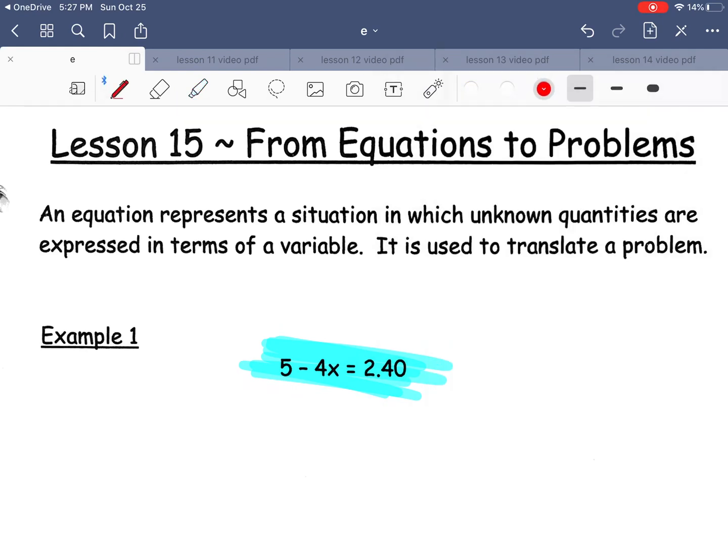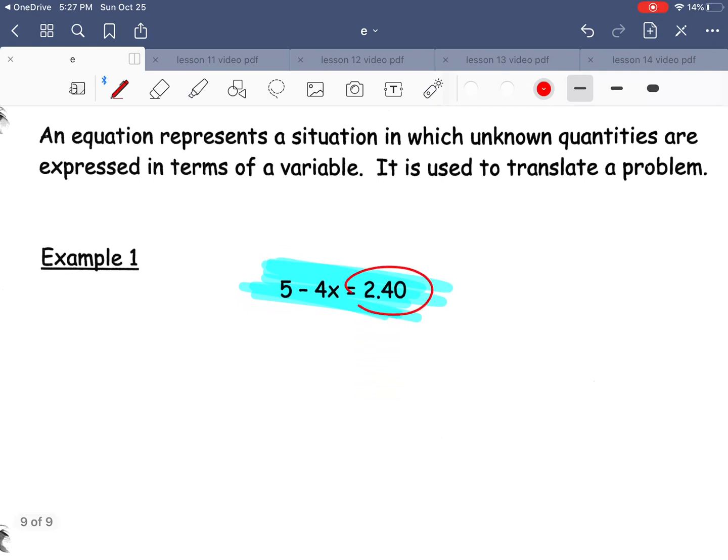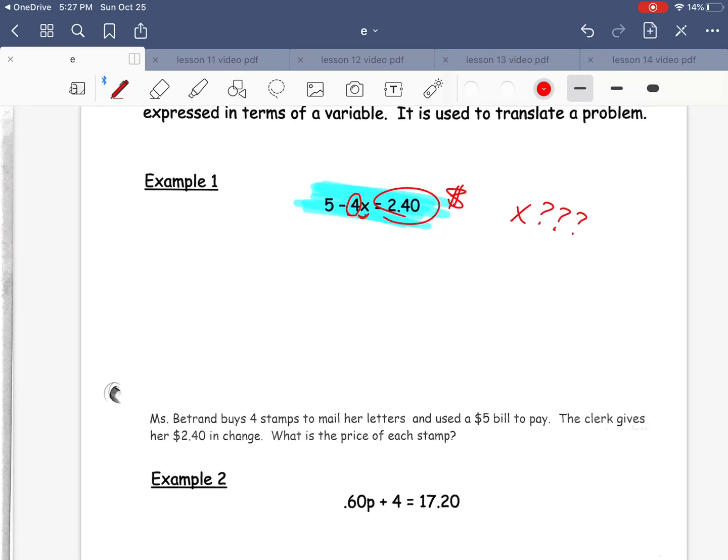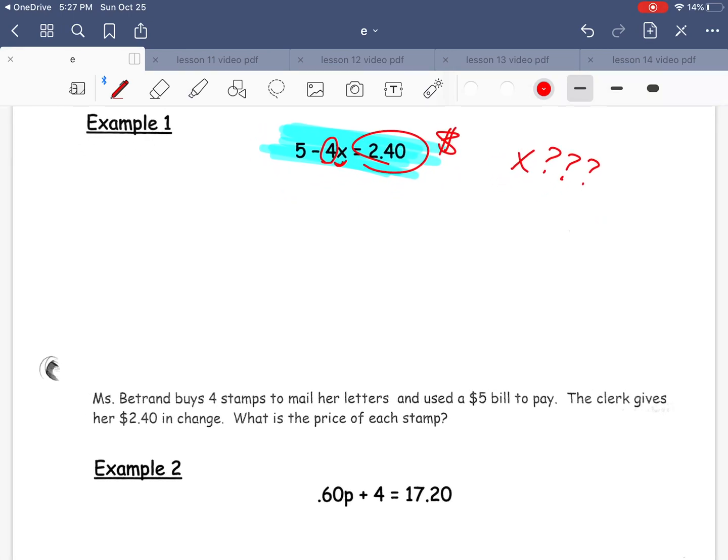So here, I can think of all kinds of things, right? This looks like money. Maybe I'm paying for something. This would be 4 times something. Now always think, what is your X actually going to be in a question? So notice on your paper, I think it is faded on yours. This is an example of what I would have. Here you would have a situation where somebody is buying 4 stamps right there.